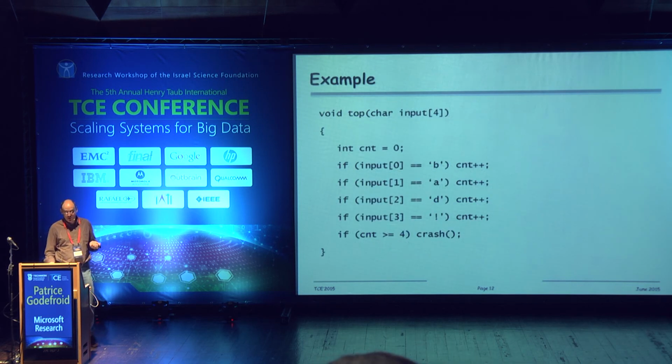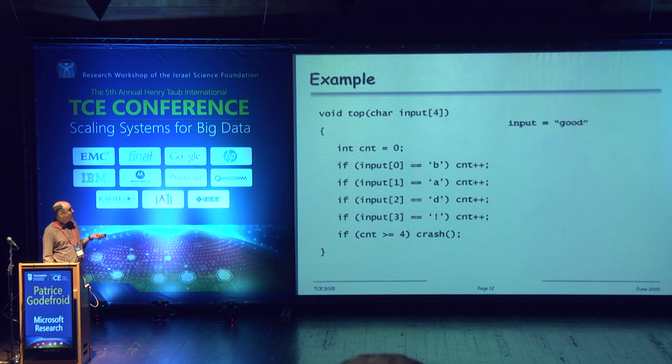So let me illustrate what's going on here with a simple example. Imagine I have this program that takes 4 bytes as input, and it has a local variable, a counter, which is initially 0. If the first byte is B, the counter is incremented. The second byte is A, and so on. The counter is incremented, and if the counter is 4, then there is a crash. So the goal is to try to find the crash, okay?